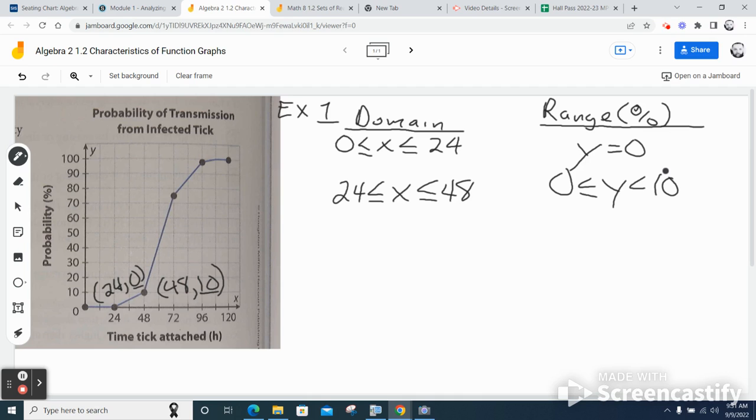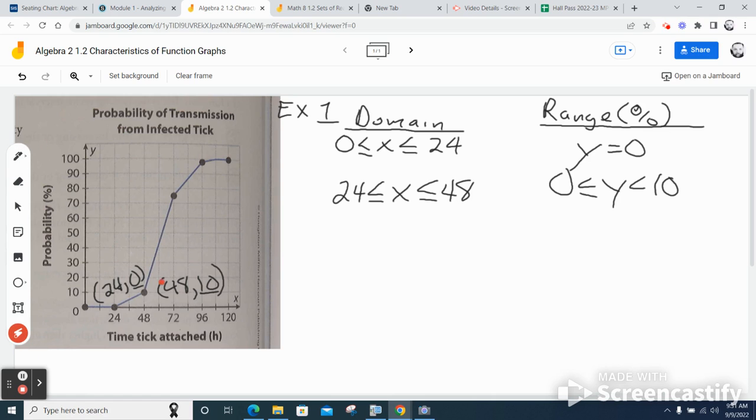Not 50%, half of 10, which would be 5. So let's do the visual. So 36 would be here. About here is the percentage, and that's halfway to 10, so it'd probably be 5%. Okay, that's what this graph means. That's what this graph is telling us. Let's move on to the next interval.